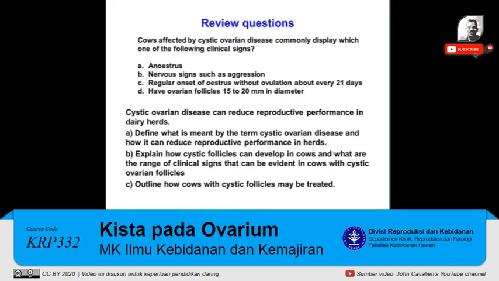How can cystic follicles be treated? Well, the main focus of our treatment is to actually provide an adequate stimulus for ovulation, and this can occur through administration of drugs such as GnRH, which induce an LH surge of normal magnitude, or we can administer drugs such as HCG, human chorionic gonadotrophin, which act like luteinizing hormone and would help to induce ovulation or luteinization of the follicle.